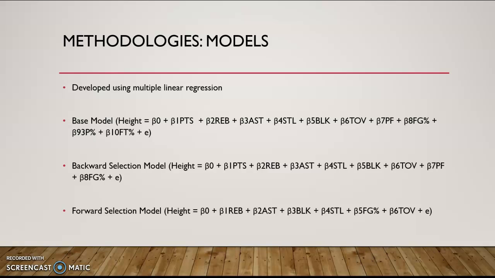Then there's the second one, which is a backward selection model. This model ran a total of 3 times, removing a variable each time one by one, and it came out to be points, rebounds, assists, steals, blocks, turnovers, personal fouls, and field goal percentage. And then the last one I did with forward selection. This one ran 6 times, added a variable each time, and it came out to be rebounds, assists, blocks, steals, field goal percentage, and turnovers.